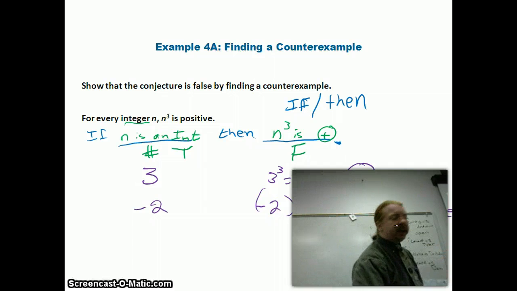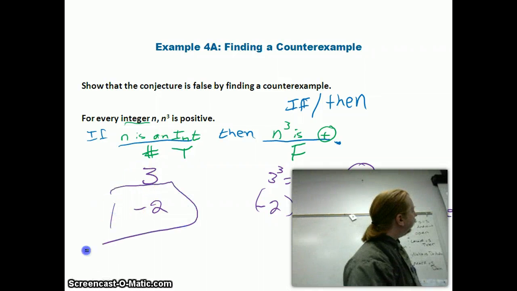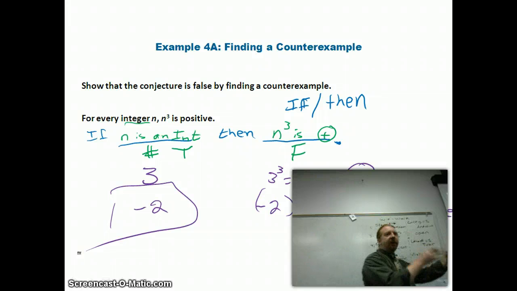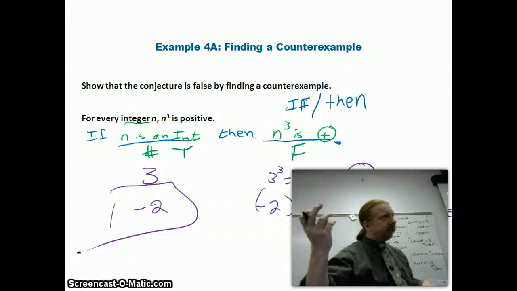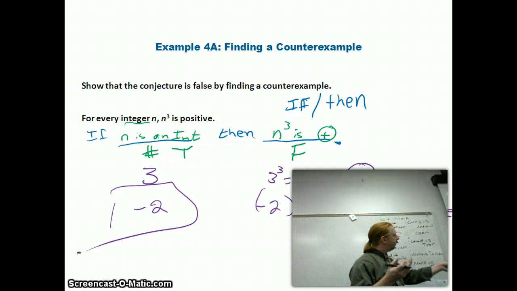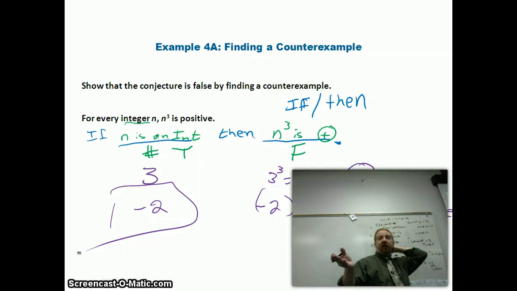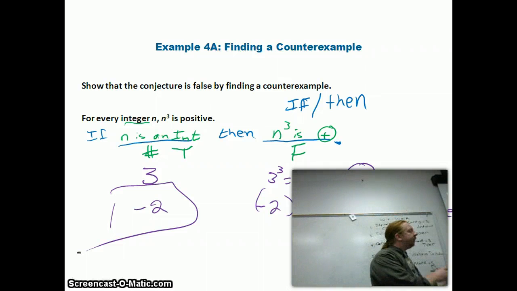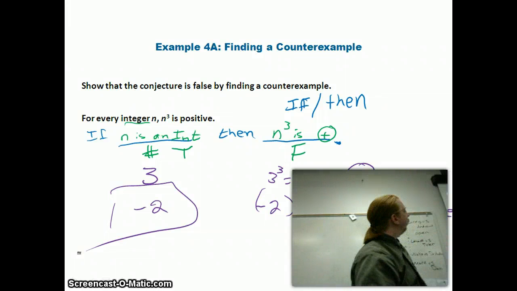What I've got here with negative 2 is a counterexample. It makes the if part true and the then part false. Counterexamples follow the first part of the conditional statement, but not the second. What's another counterexample besides negative 2? Negative 4, negative 1, negative 100. Any negative number will violate this statement. It will make it untrue.